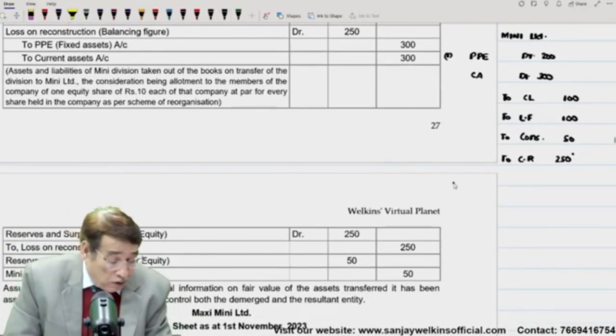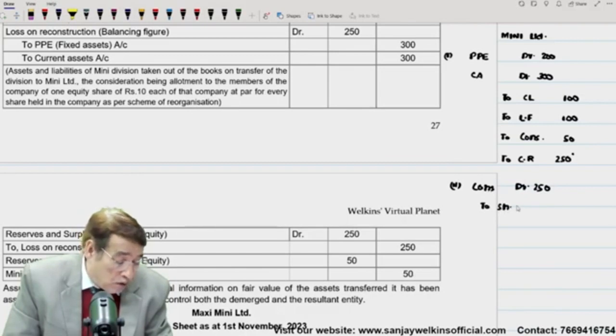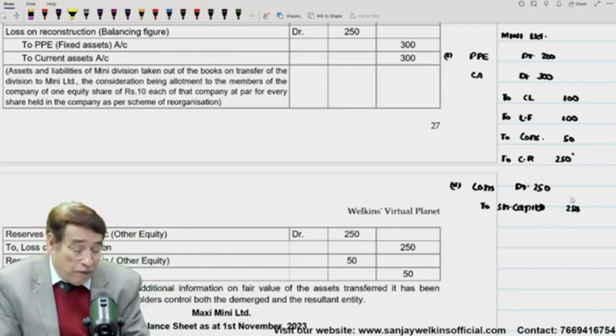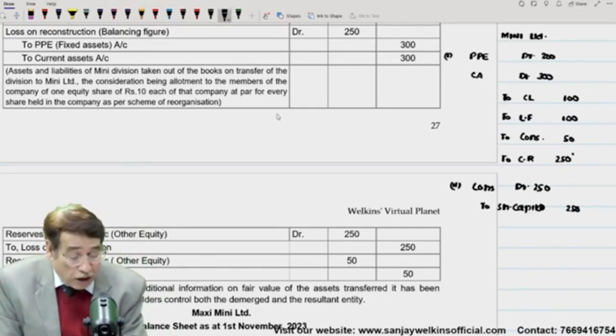Further, the only thing remaining is the discharge of consideration. 250 worth of consideration this entity is supposed to discharge. So 250 to share capital. So on the basis of these two entries, we will have to prepare the balance sheet of Mini Limited. I will prepare the balance sheet of Mini Limited quickly.